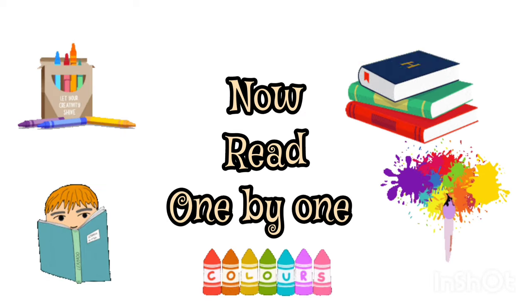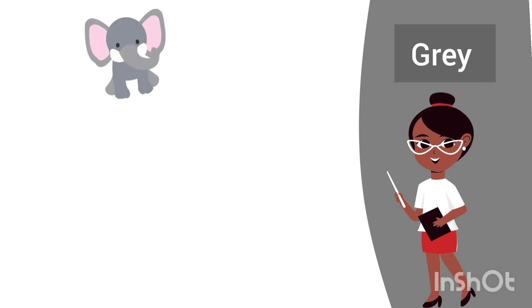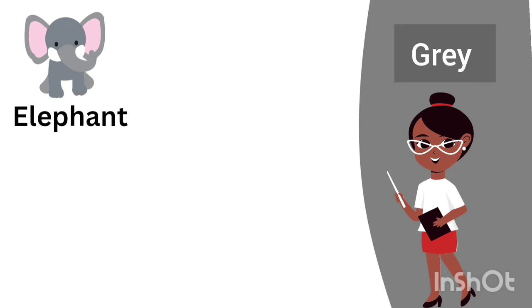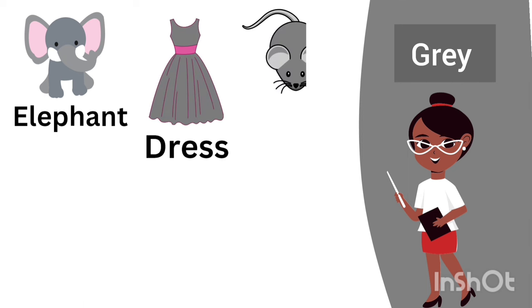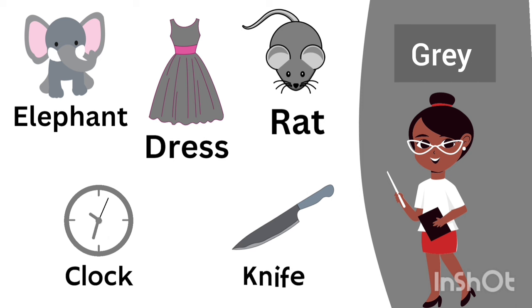Now read one by one. Gray. Elephant. Gray. Dress. Gray. Rat. Gray. Clock. Gray. Knife.